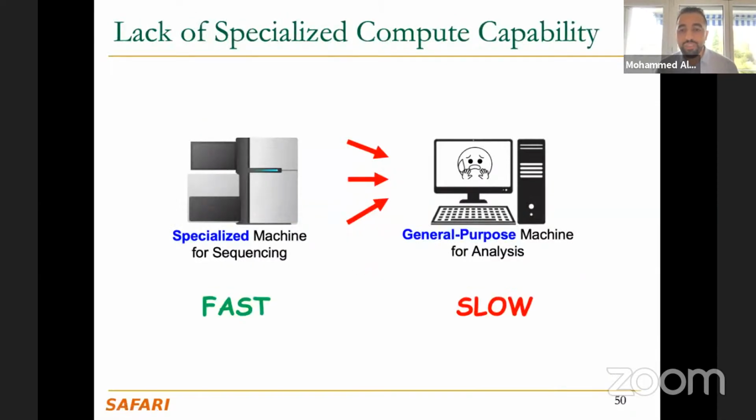However, read mapping is slow because, as I said, we are using specialized machines to do the sequencing, but we are still using general purpose machines for the analysis. We are using our general purpose computers to do the analysis, and that is normally slow because we don't have any sophisticated architecture for read mapping.